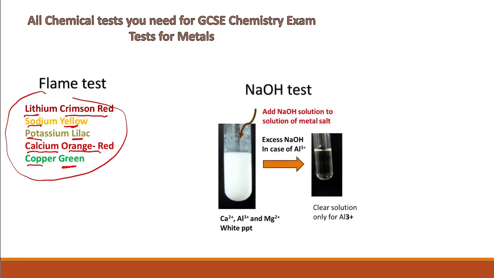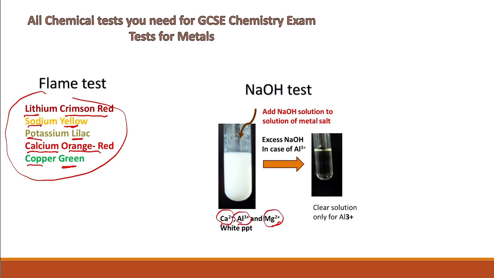Another test for the metals is the sodium hydroxide test. Some metals will give a distinctly colored precipitate with sodium hydroxide. So if you add sodium hydroxide solution to a solution of a compound that has a certain metal, that will give you a precipitate with a certain color. If it gives you a white precipitate, then you could have either calcium, aluminium, or magnesium.